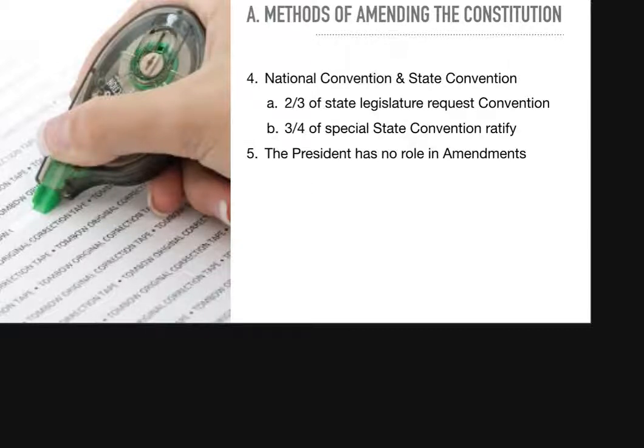This is a key thing, though. The president cannot be involved in the amendment process. He has no role in it. Now, he could go out and give speeches on it, but he can't vote. He really can't even write up an amendment. He has to go through Congress for that to happen.